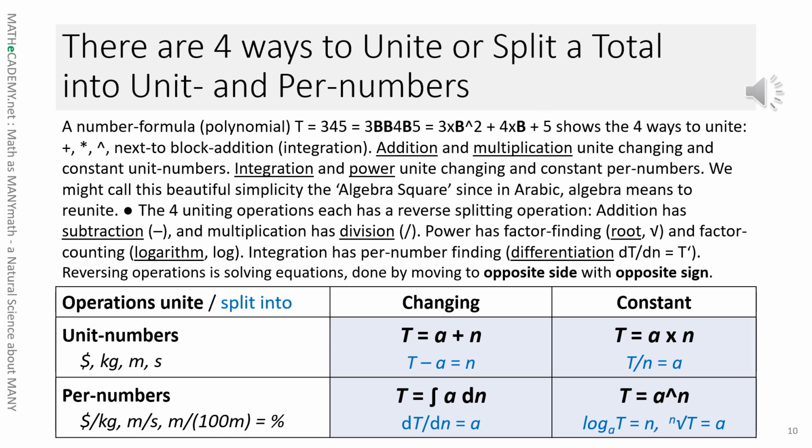The 4 uniting operations each has a reverse splitting operation. Addition has subtraction, and multiplication has division. Power has the factor finding root, and the factor counting logarithm. Integration has pair number finding, also called differentiation. Reversing operations means solving equations, done by moving to opposite side, with opposite calculation sign.